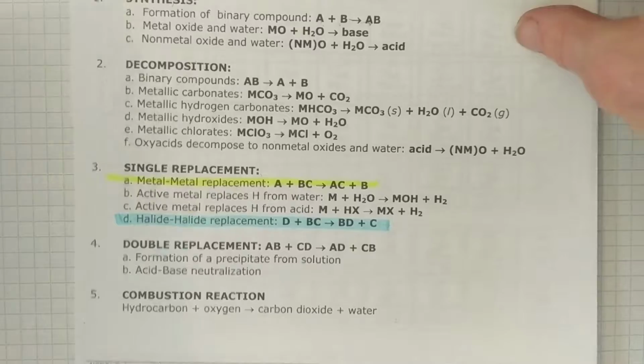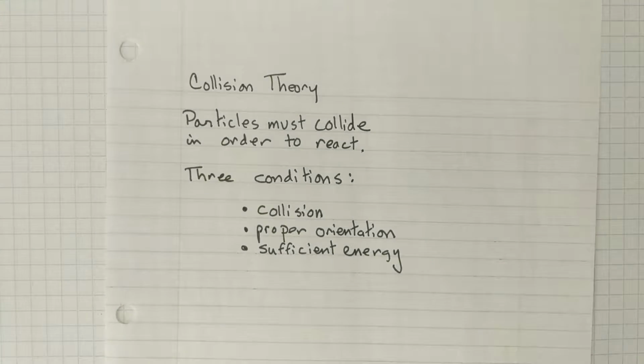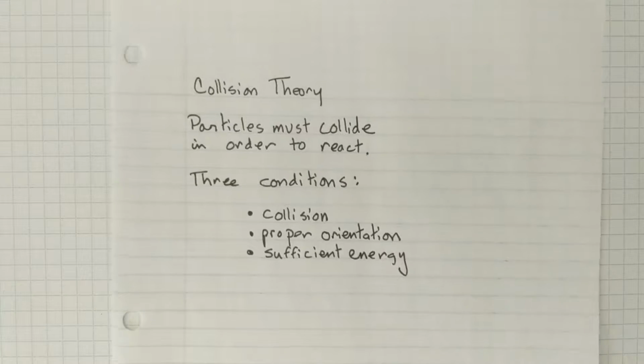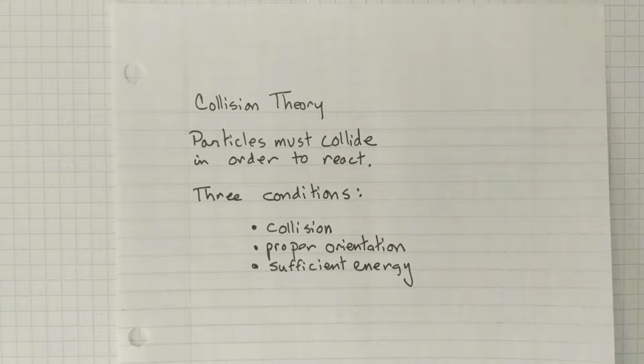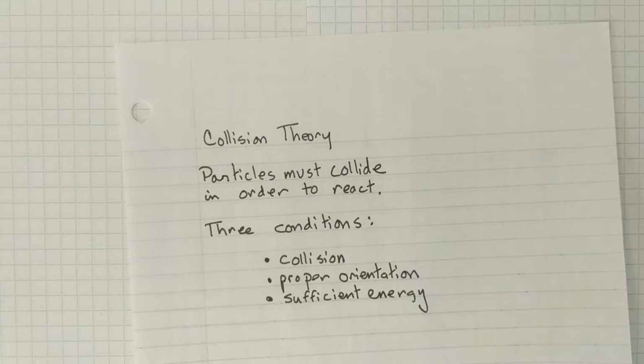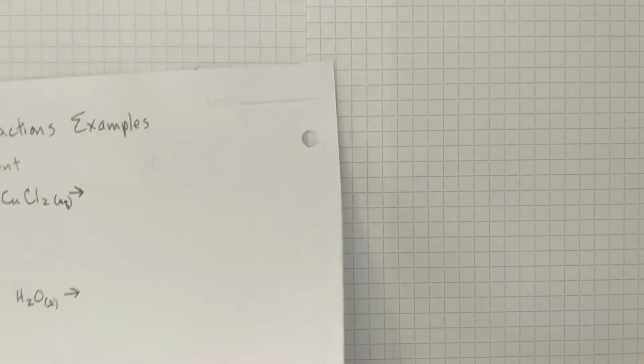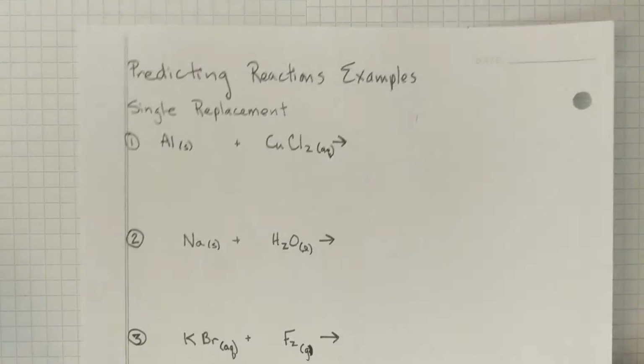So we remember collision theory: particles must collide in order to react, and they have to have proper orientation and sufficient energy. So we're going to assume today that we are having collisions, and we need to look at the energy and whether this will happen or will not happen. We are predicting. So let's look at our first one.